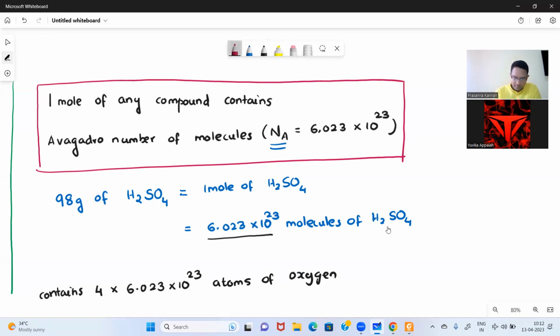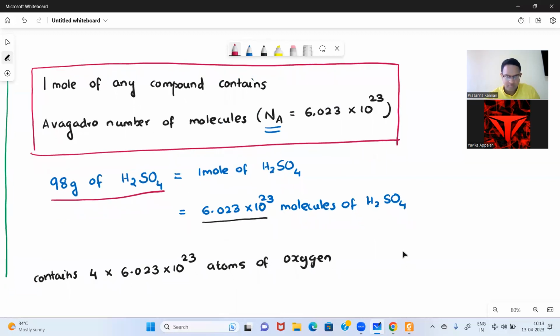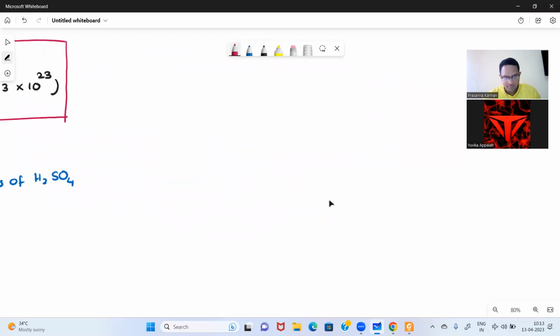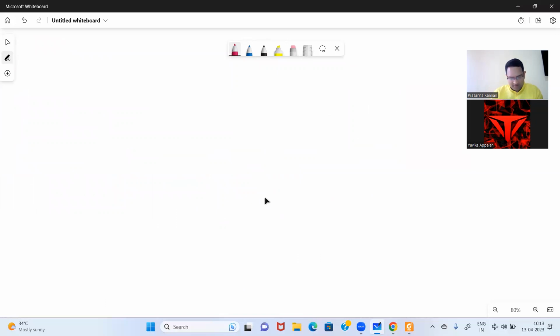Only 6.023 into 10 to the power 23 atoms of sulfur. Exactly. How many atoms of hydrogen? 2 into Avogadro number. Perfect. So 2 into Avogadro number of atoms of hydrogen and 1 into Avogadro number of atoms of sulfur. Clear, Yuvika? Yes. Excellent. Now, this is very clear to you, right?